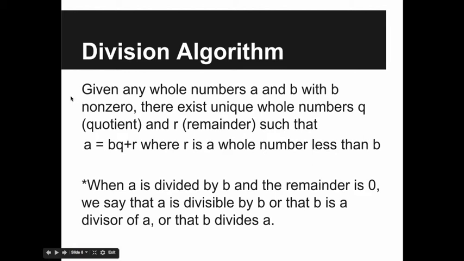So given any whole numbers a and b with b non-zero, there exists a unique whole number q and r. Q stands for the quotient, r for the remainder, such that a is equal to b times q plus r, where r is a whole number that's less than b. So it's a lot written down, but I'll show you what that means in terms of numbers. So the special note here is when the remainder is 0, we say that it is divisible by whatever we were dividing. So these are 3 different ways to say the same thing.